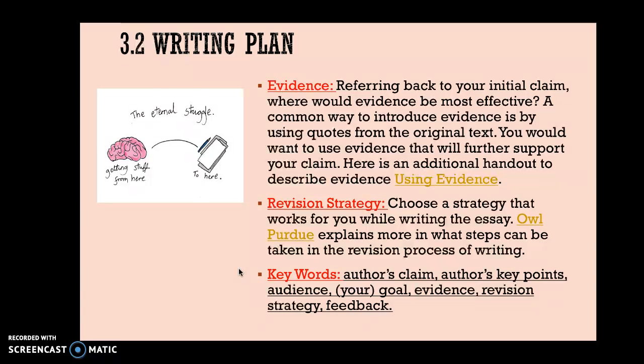So in the end, the key words for the writing plan that you should become familiar with would be the author's claim, author's key points, audience, your goal, evidence, revision, strategy, and feedback. I just want to make a note here where it says author's claim, author's key points. At this point, you are the author, so you are not taking Tan's or Braxma's or McFadden's key points. You are making this claim, so at this point, you are the author. I just want to make that distinction clear.